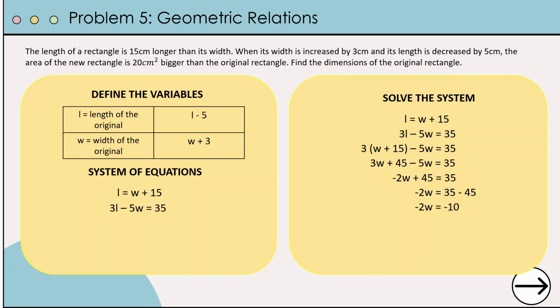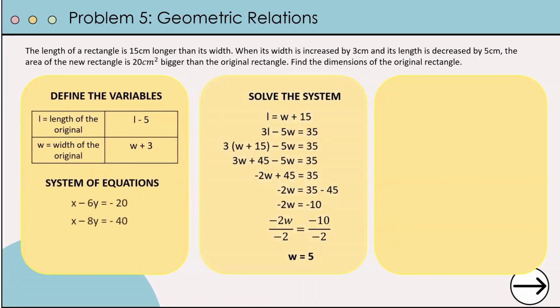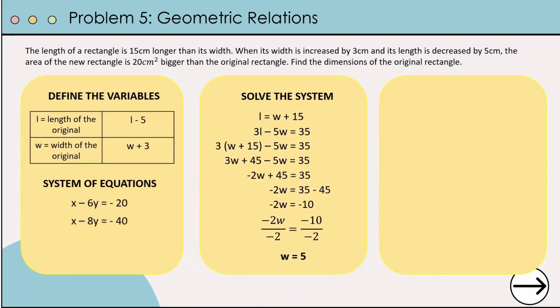Let's solve for W by dividing both sides by negative 2. We have negative 2W over negative 2 is equal to negative 10 over negative 2. We simplify, W equals 5. We already solved for the value of W. This time, let's solve for the value of L. From our system of equations, let's choose one equation. In this case, let's have L equals W plus 15.